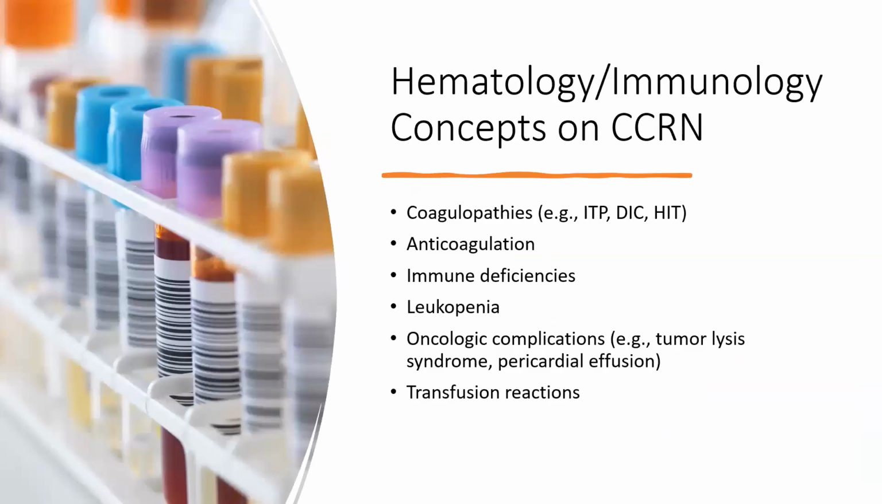So just to review what we're going to talk about today, we'll go over some hematology concepts, some immunology concepts, including some coagulopathies. Specifically, usually on the CCRN exam, they like to know about idiopathic thrombocytopenic purpura, DIC, HIT. We'll also review a couple of anticoagulation things, as well as some immune deficiencies, leukopenia. You guys can read all that good stuff.